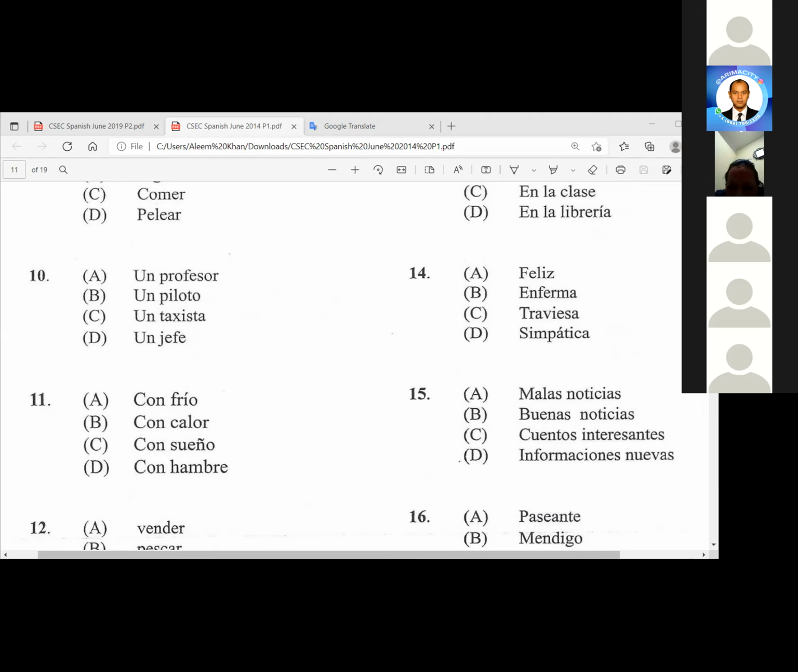New information. Now, there are several things I could say about this, but it would delay us a little bit. So I'll try to say it very quickly. Información nueva is just as good as informaciones nuevas. Okay? It means the same thing. And this is something CXC does. They put several options that can all work to keep you on your toes.